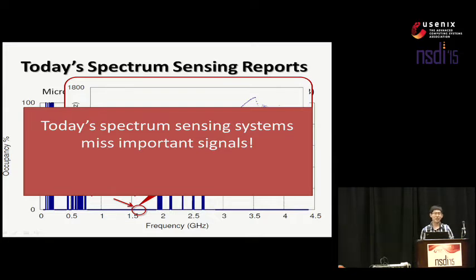But in the first place, why is this the case? Why do we miss these signals? Why can't they be captured by sensing systems today? In order to answer this, let me tell you a little bit more about how spectrum sensing is done today. Today's spectrum sensing systems have tens of megahertz of bandwidth, but try to capture gigahertz wide spectrum.